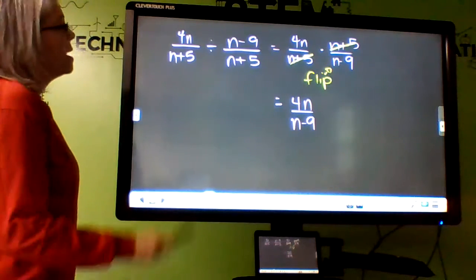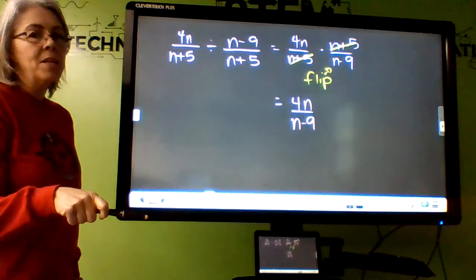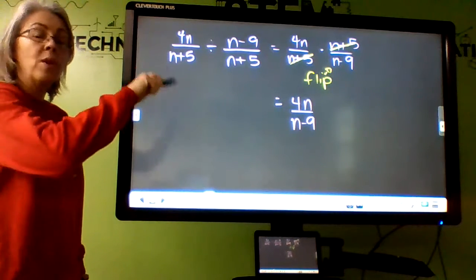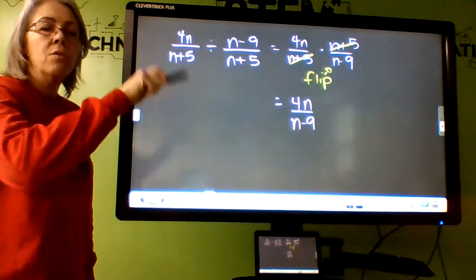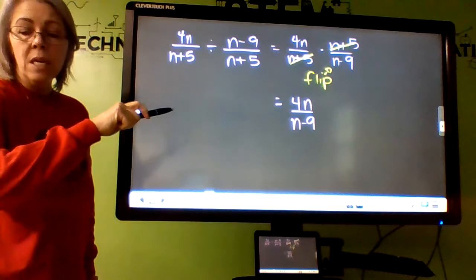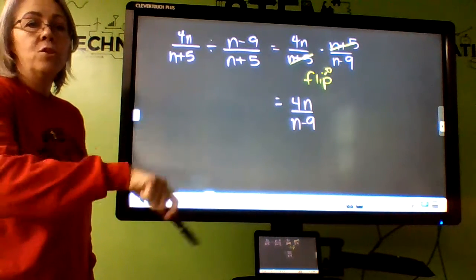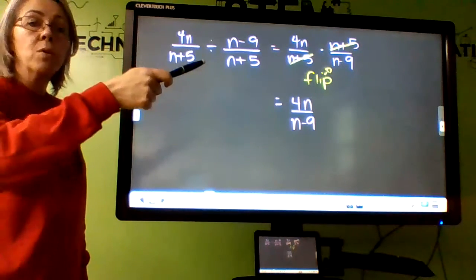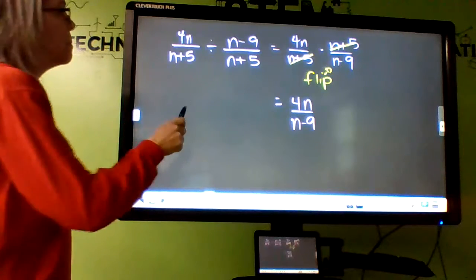Next one. Now, those were all multiplication. Now we're in division. What do we have to do when we divide rational numbers or rational expressions? We have to use the reciprocal. We don't really divide, we multiply by the reciprocal.